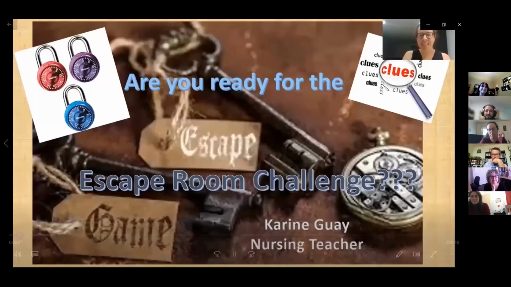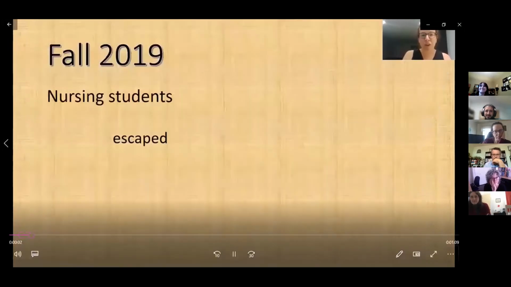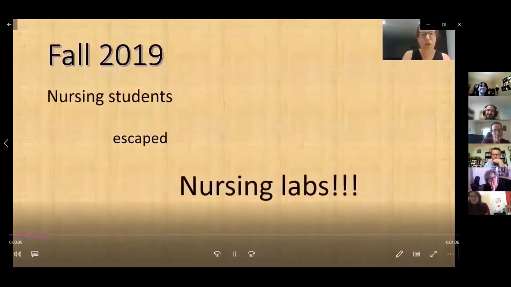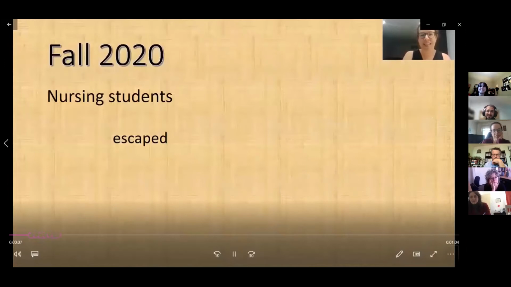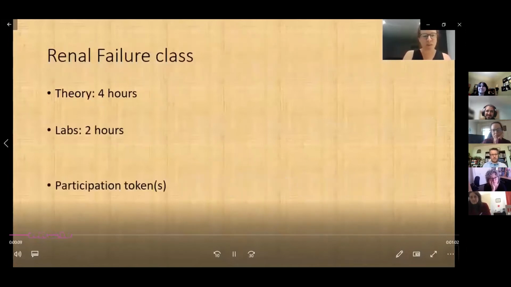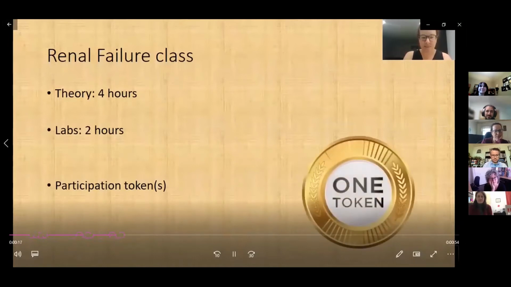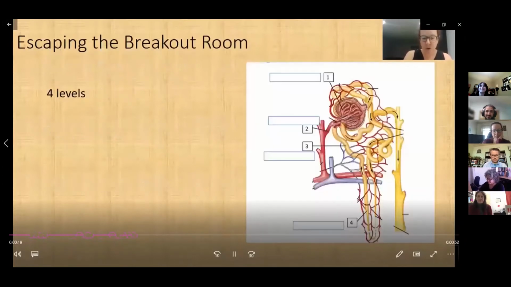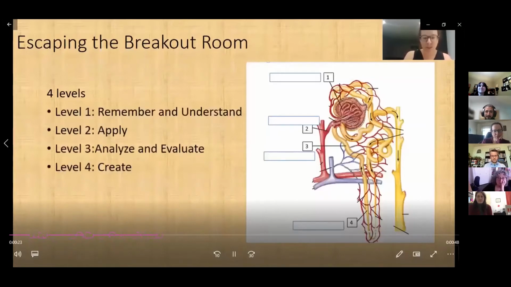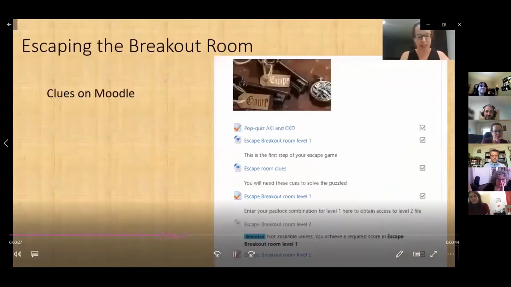Are you ready for the escape room challenge? In fall 2019, nursing students escaped nursing labs. In fall 2020, they escaped breakout rooms. The renal failure class is divided in 4 hours of theory and 2 hours of lab. The students received participation tokens during the Zoom theory classes. In order to escape the breakout room, the students had to complete 4 levels with increasing level of thinking according to Bloom's taxonomy. It helped them review all the key concepts from the theory classes.